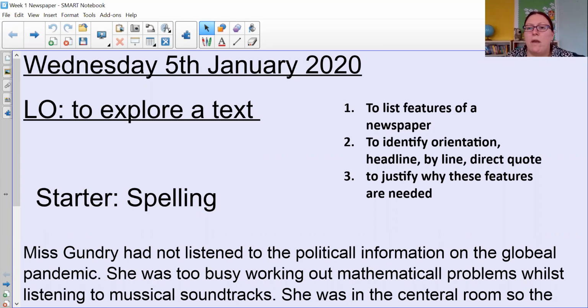So this term, we are going to be looking at newspaper reports. And we're going to start today by exploring a newspaper report. And to be successful, you will list the features of a newspaper. You're going to identify the orientation, the headline, the byline, and direct quotes. And you will need to justify why these features are needed in a newspaper report.